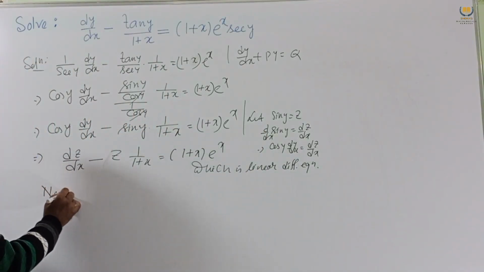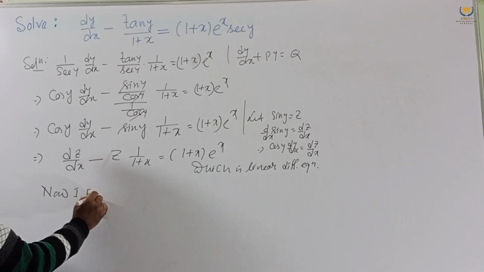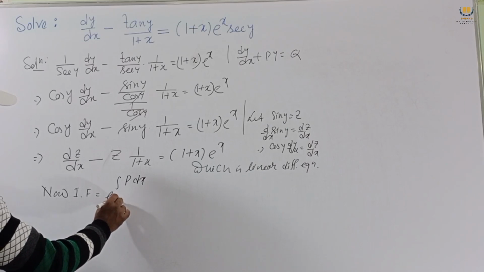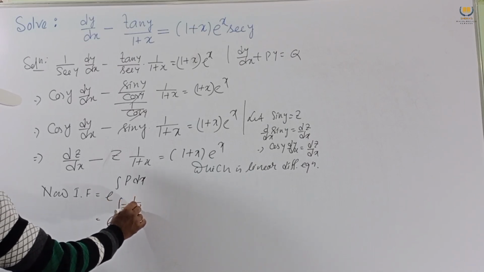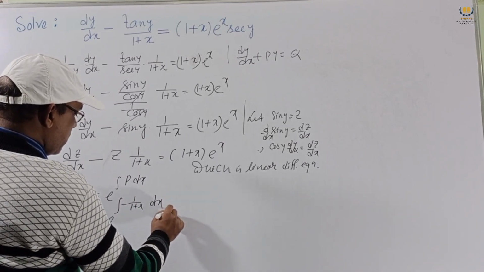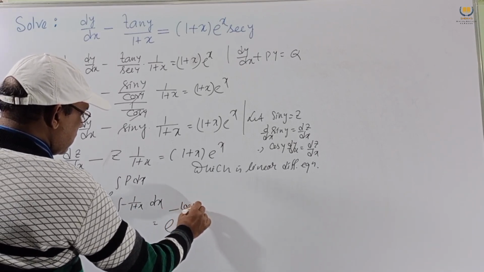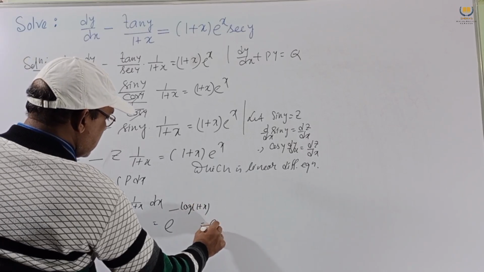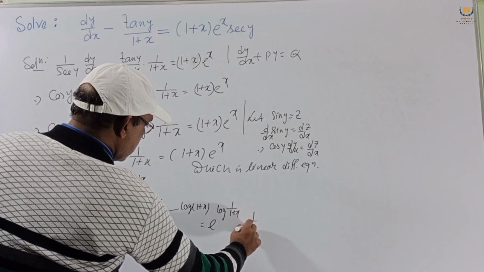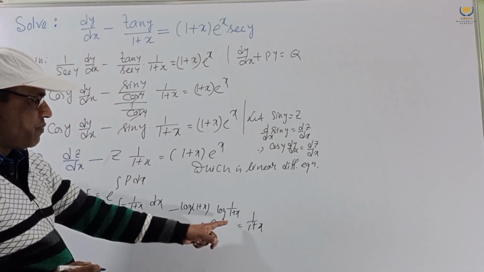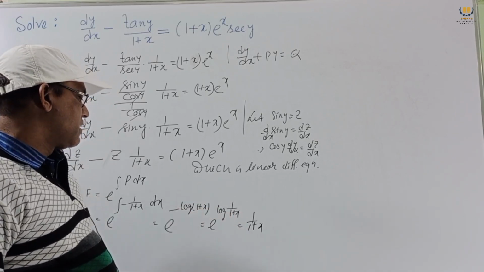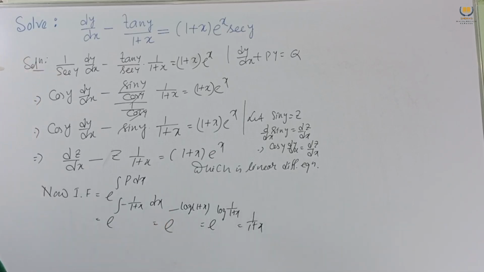Now we find the integrating factor. The integrating factor is e to the power ∫p dx, this is the formula. p means minus 1 by (1 plus x), so this is e to the power minus ∫dx/(1 plus x), which is e to the power minus log (1 plus x), that is e to the power log of 1 by (1 plus x), and this is 1 by (1 plus x) again. The base e is the same, and minus log means 1 by this. So this is our integrating factor.